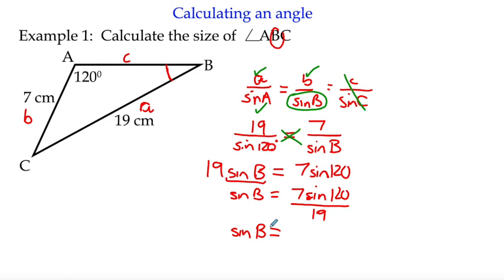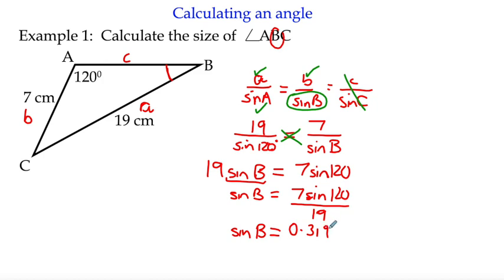I can see mine's not, so I'm going to just have to try and change it if I can work out how. There we go, just bear with me. There we go. So 7 multiplied by the sine of 120 divided by 19 gives me 0.319. If you round your answer to at least 3 decimal places, 0.319, you try it yourself.